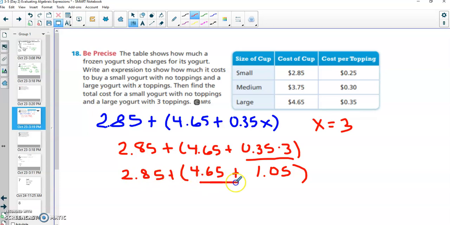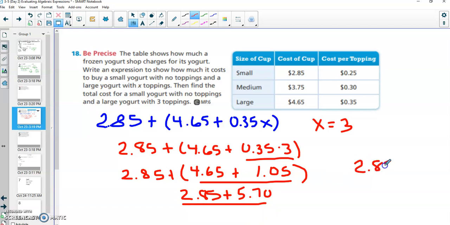So we're going to find out how much that costs all together. Okay, so let's find out how much I'm paying for a large altogether. 4.65 plus $1.05. Well, $4 plus $1, $5. 65 cents plus 5 cents is 70 cents. So altogether I have $5.70. Okay, I'm going to add my cost for my small to it. I get a total of, I need to do that off to the side here to check my accuracy, and you do that as well.